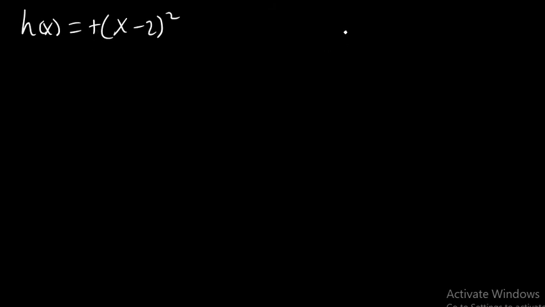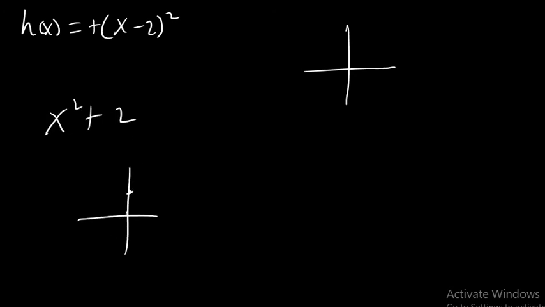But where is the vertex? The vertex of this graph, since it's minus 2, is horizontal shifting, not vertical shifting. If it were x squared plus 2 only, we would go 2 units up directly because it's vertical shifting. But this time it's horizontal shifting, in the opposite direction. If it is minus, you have to go 2 units to the right. The vertex will be here and the parabola looks like this.